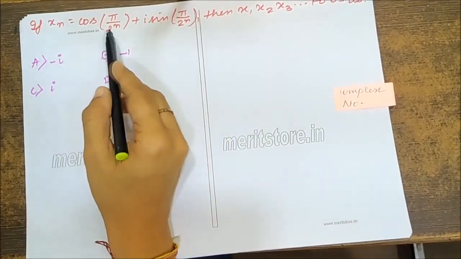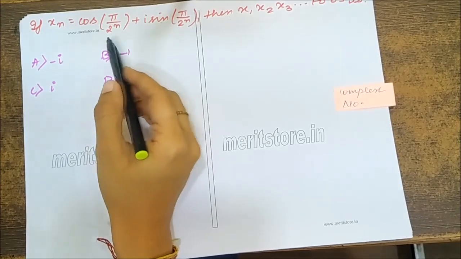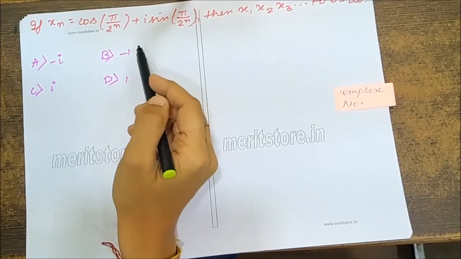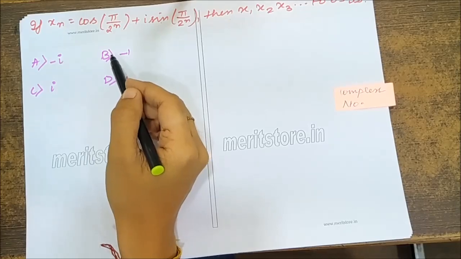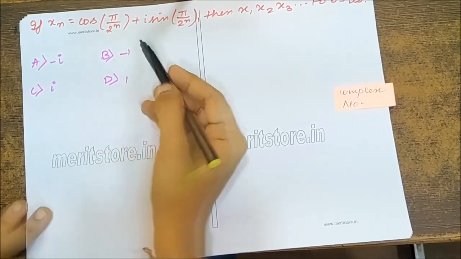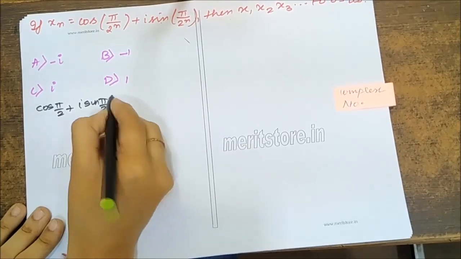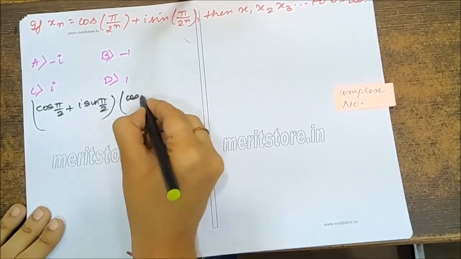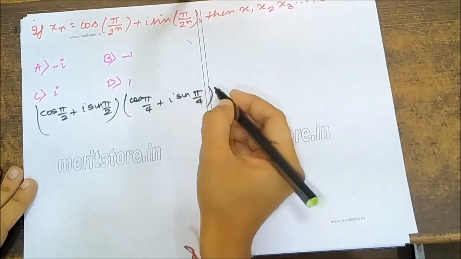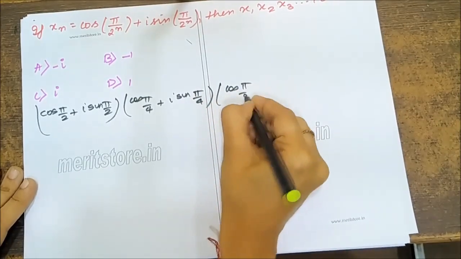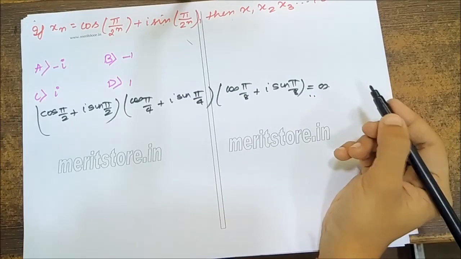If xn is equal to cos of pi upon 2 raised to n, which is equal to cos of pi upon 2 raised to n plus I sin pi upon 2 raised to n, then x1, x2, x3 and so on till infinity, is equal to cos pi by 2 plus I sin pi by 2, cos pi by 4 plus I sin pi by 4, cos pi by 8 plus I sin pi by 8, till the extent to infinity.